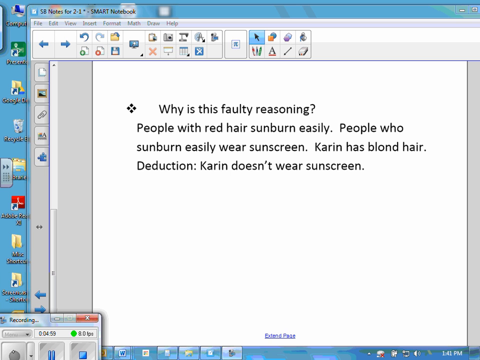Hopefully something to the lines of, simply because Karen doesn't have red hair does not mean that she doesn't sunburn easily. People without red hair could also sunburn easily. Also, even if she doesn't sunburn easily, this doesn't mean that she doesn't wear sunscreen. So this is an example of reasoning that doesn't hold true.